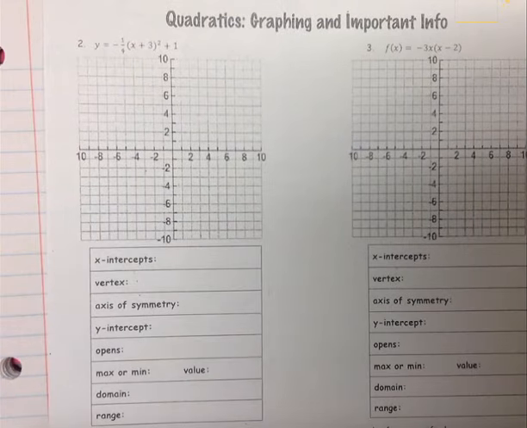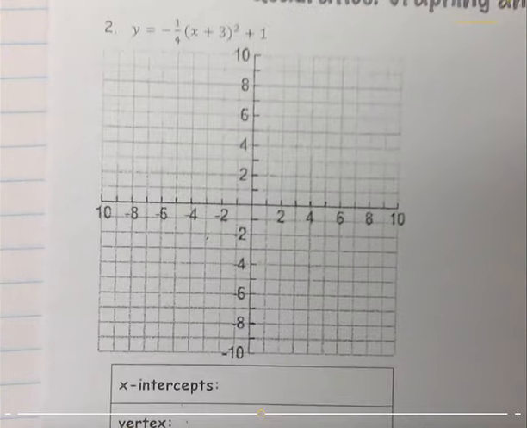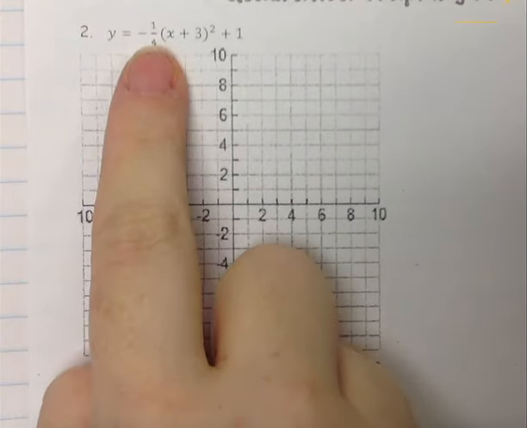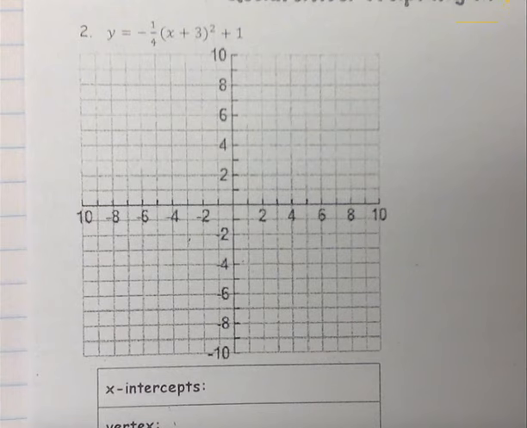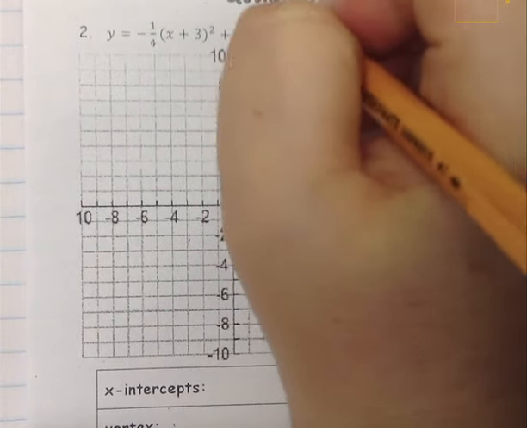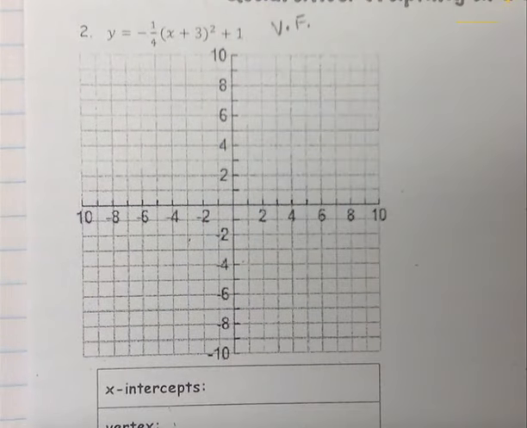So for this first example, we're going to do everything by hand. In the second example, I'm going to do it in the calculator. So our first example is y equals -1/4 (x + 3)² + 1. This is actually in vertex form because of the format. This will automatically give us our vertex then.